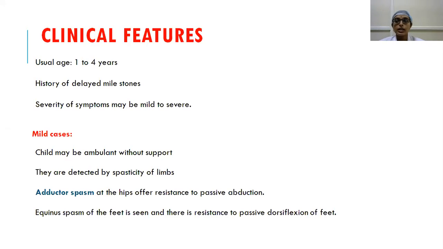adductor spasm or scissoring gait will be present, and adductor spasm at the hip joint. So when there is passive abduction, there will be resistance at the hip joint, and there will be equine spasm of the feet. So there will be resistance to the dorsiflexion of the feet.